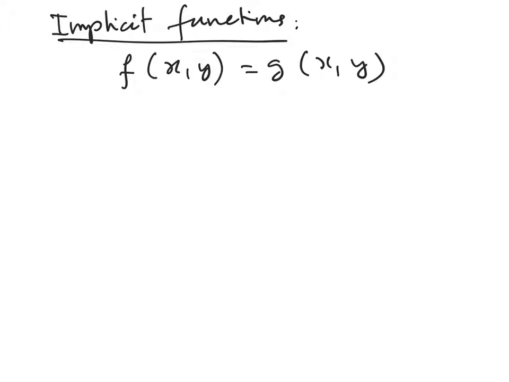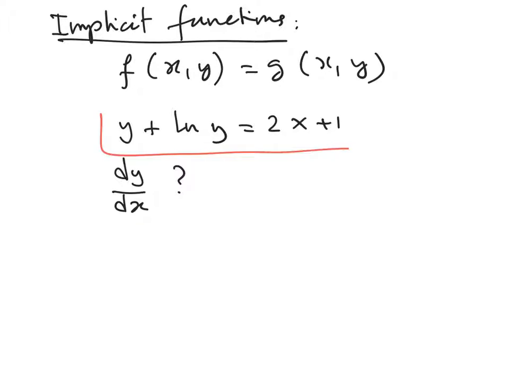For example, y plus ln y equal 2x plus 1. The question is how to find the derivative dy over dx of the implicit function given here. If we try to find y in terms of x, it's going to be very difficult. So we therefore need another method to find the derivative of y with respect to x.